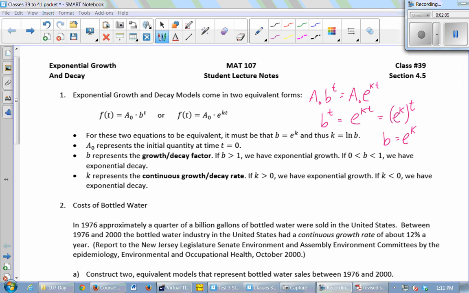B represents our growth or decay factor. If B is bigger than 1, you have exponential growth because you're multiplying by something bigger than 1. And if B is a fraction between 0 and 1, you're multiplying by a small number, and we get exponential decay. K represents something that we call the continuous growth rate or decay rate. When K is positive, you have exponential growth, and when K is negative, you have exponential decay.